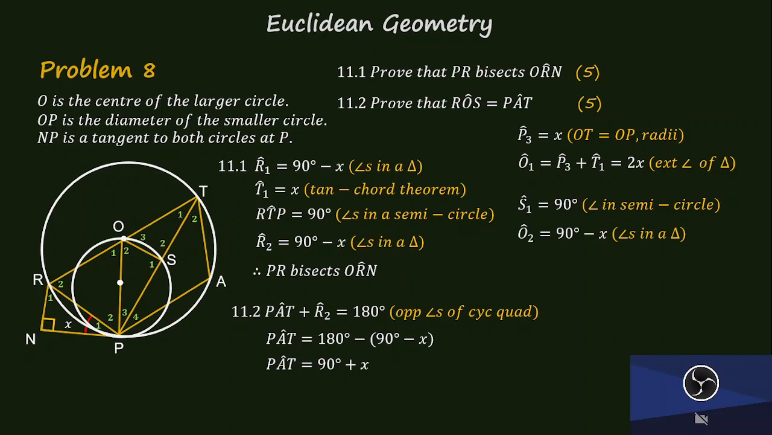So these are sum of angles of a triangle. If I add O1 and O2, remember I'm trying to find the angle ROS. ROS is given by O1 and O2. Right? If I add the two, I get 90 degrees plus X. Therefore, the two angles are both equal because they are equal to 90 degrees plus X.